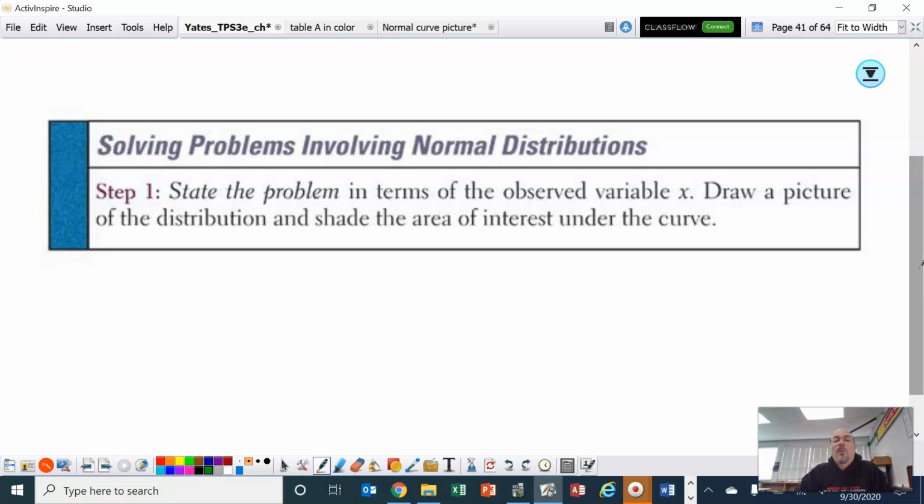So what are we doing? Formal statistics. There are steps involved. Solving problems involving normal distributions. Step 1, state the problem in terms of the observed variable x. Draw a picture of the distribution and shade the area. Again, this is in the book, and I'm doing the example out of the book. So if you turn to, I'm on page 142 if you want to follow along. Page 142.